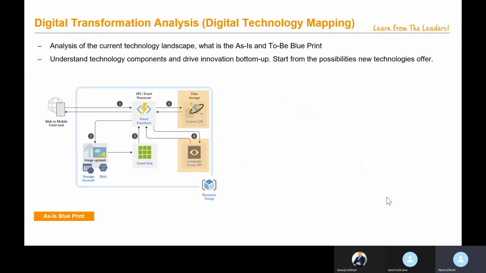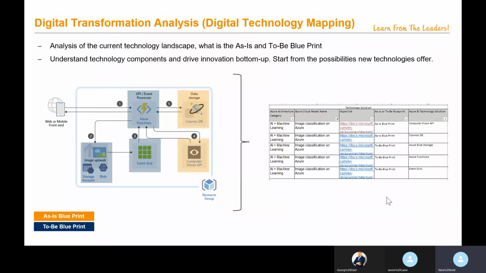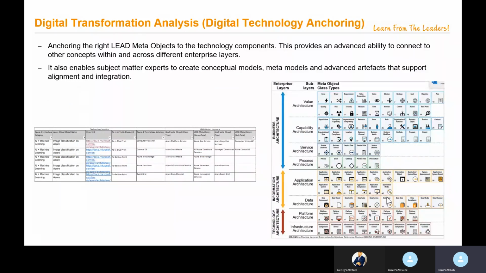So we have our as-is blueprint, because as I analyzed your technology landscape, I found out that you already have installed a computer vision API and the Cosmos database. So to implement the solution, we will need the to-be blueprint: the Azure function, the event grid, and blob storage. And what I used is the digital transformation matrix, and I populated this information into it. The first 2 rows are my as-is blueprint, and the last 3 rows are my to-be blueprint on the right-hand side.